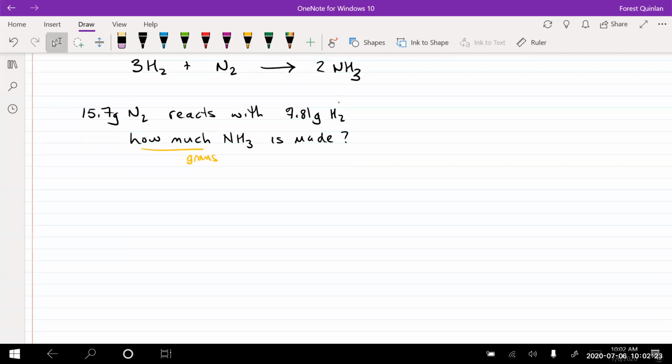So let's do this problem, in each of these for the grams of NH3. I'm just going to go ahead and put it down twice because I'm going to do this calculation twice, one for each of the ingredients. On the first one, I will start with my 15.7 grams of nitrogen. In the second one, it'll be my 7.81 grams of hydrogen.